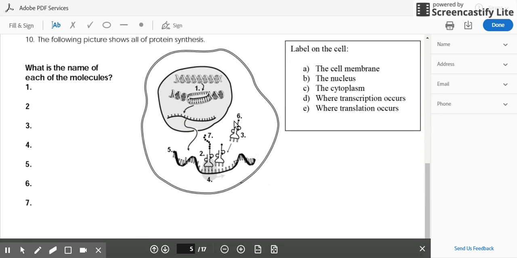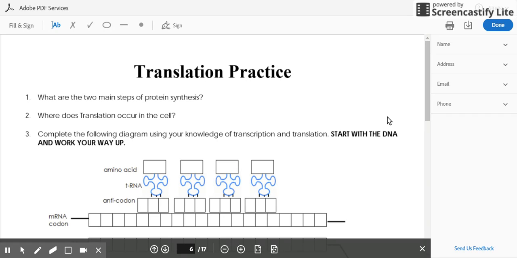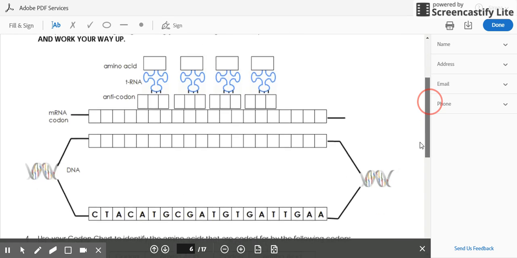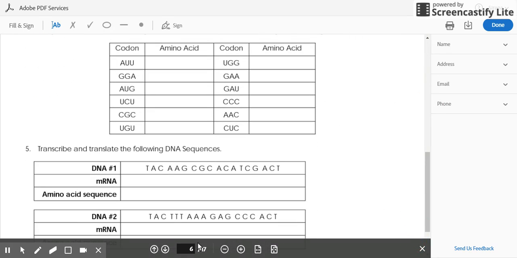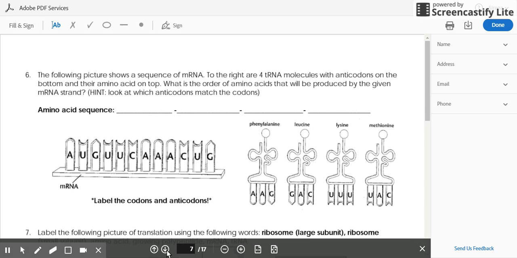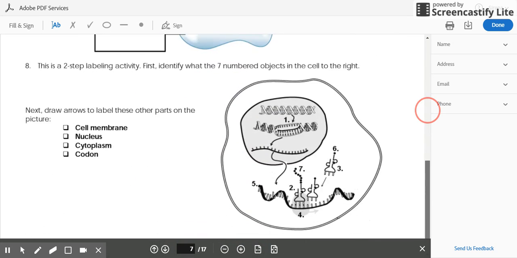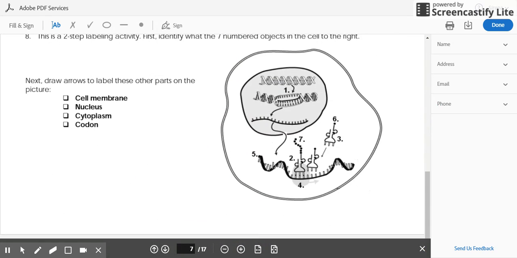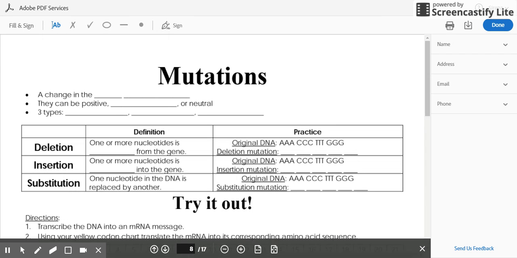This picture right here is very similar to the one that we drew on page 63. The first thing you should do is name all 7 molecules and then label where's the cell membrane, where's the nucleus, so on and so forth. You also have to do page 67 and page 68. If you have not completed, please stop here and complete all the way to page 68.